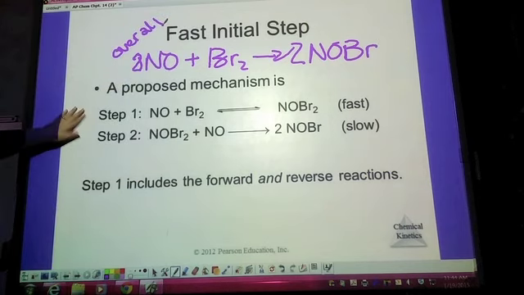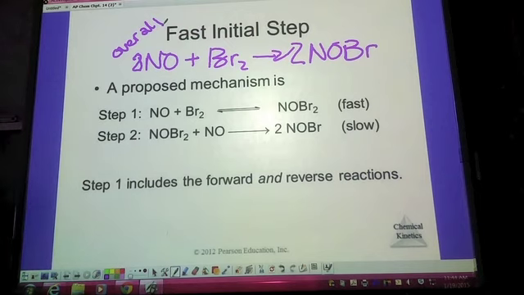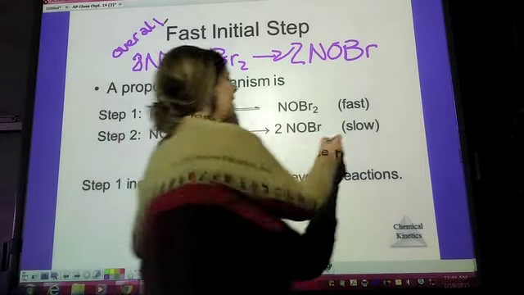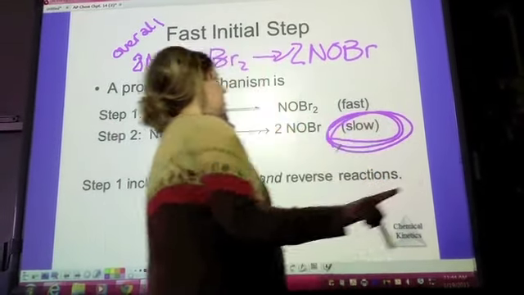Perfect. And then here's my 2 steps. Remember I told you that rate law is always going to depend on which step, fast or slow. Oh, you were all telling me slow and you were amazing. So that means that the rate law should be dependent on this reaction here.